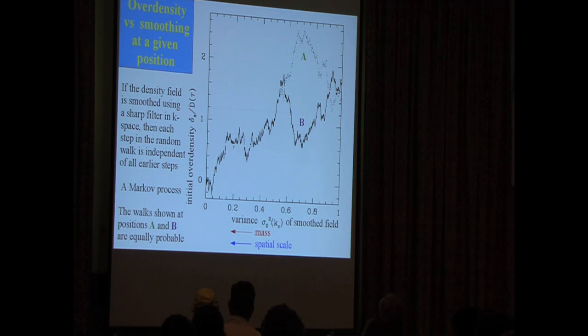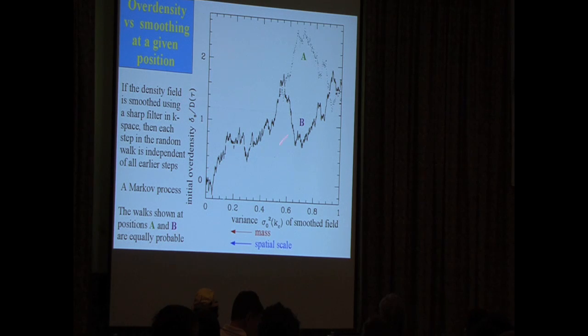So when you smooth very heavily, you only include very small k's, that's the first part of the walk. As you smooth less and less, you include more and more waves, more and more k, the variance goes up, and you move along the walk in this way. And what's shown here is the overdensity with the growth factor taken out, so it's independent of time. And this is such a random walk.